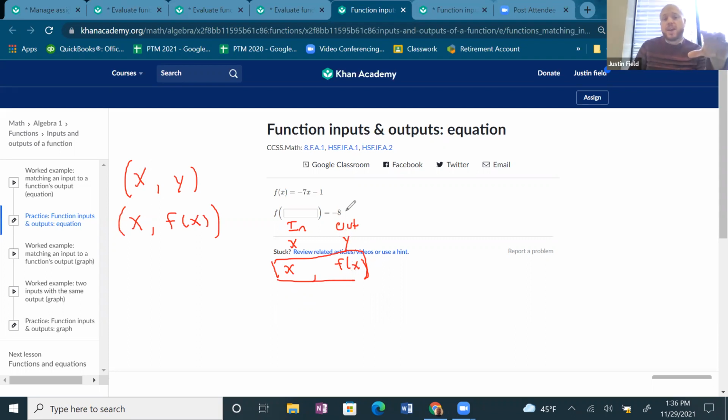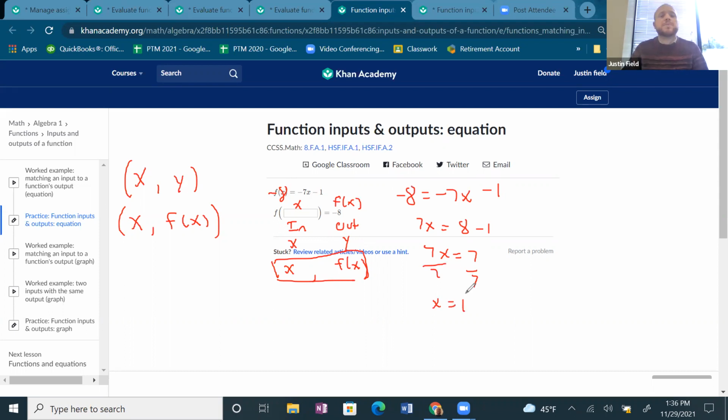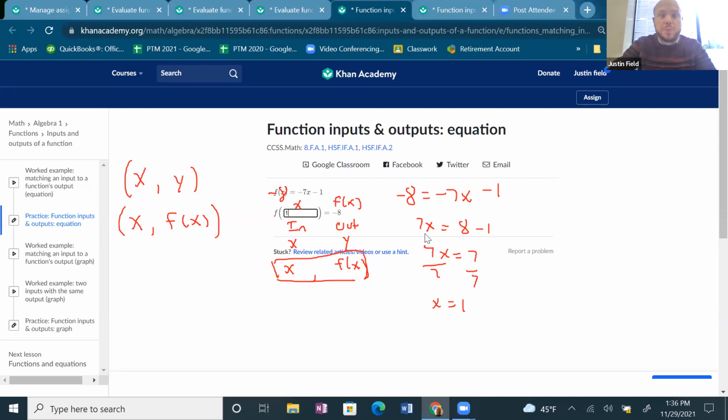All right, so -8 is our f of x. And what is our x? Well, we can only find that by substituting -8 in for f of x. So -8 equals -7x minus 1. And then put our variables on the left and our numbers on the right. And combine like terms. And we'll be out of sight. X is 1. All right. Let's see, is x 1? Sure. Yes, all right.